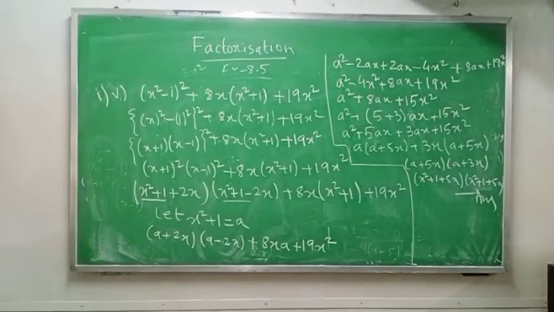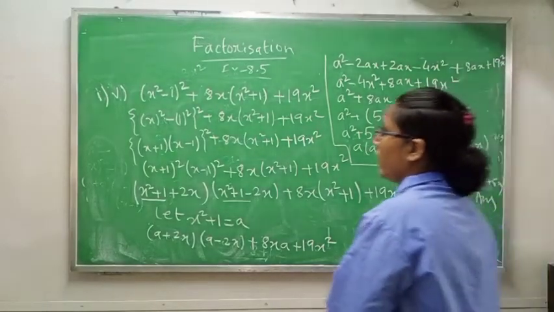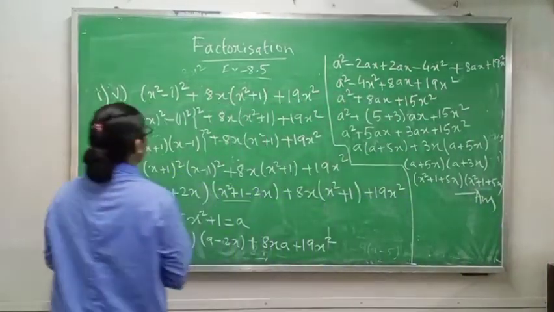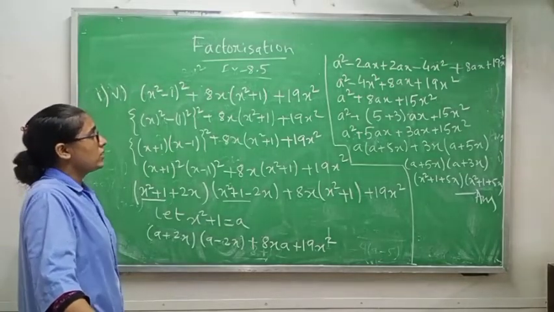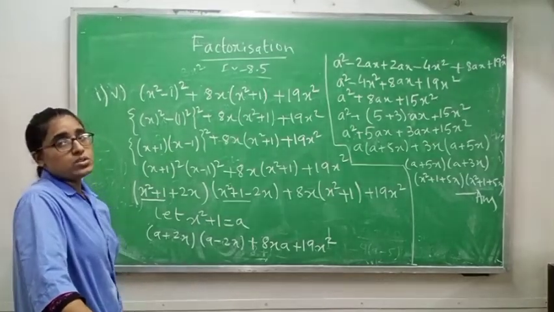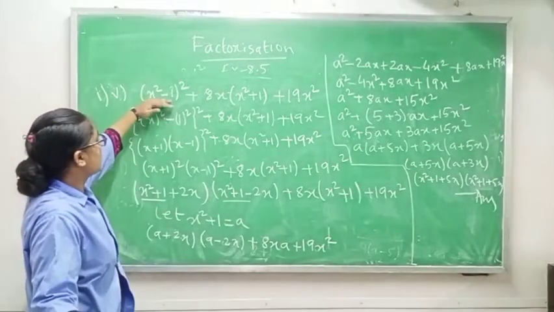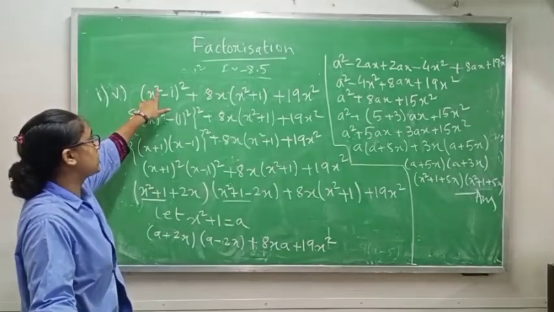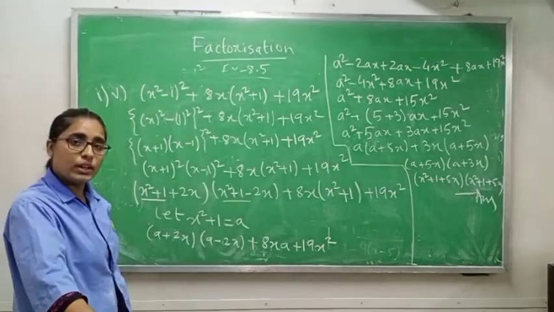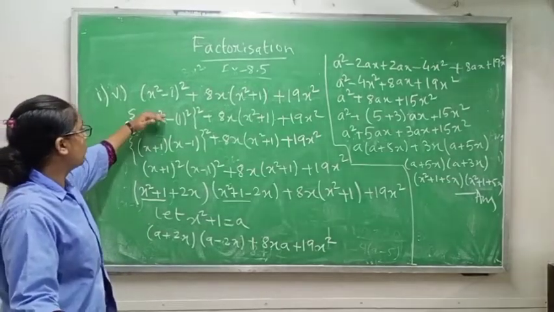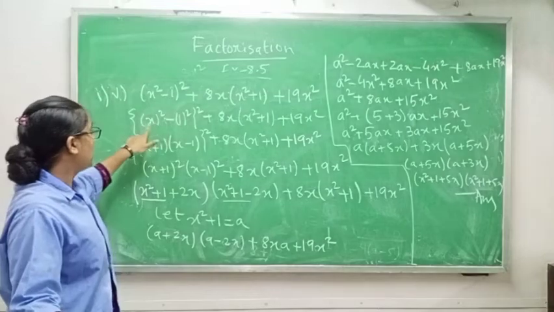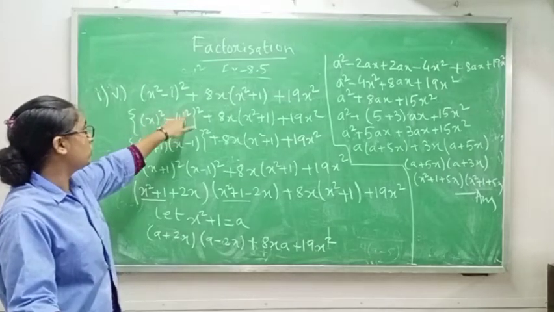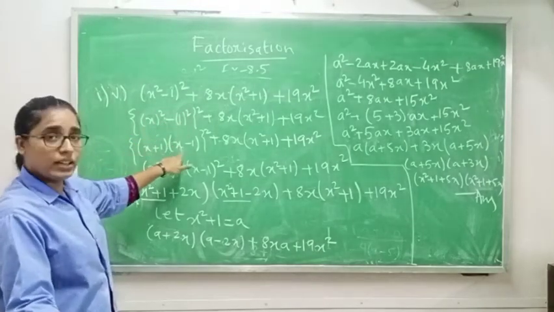Class 9C question number 15. It is given x square minus 1 whole square plus 8x, x square plus 1 plus 19x square. So first of all, what I am doing, you can see inside the bracket you have x square and 1 square will give you 1 only. So I can write x whole square minus 1 whole square, bracket square. Now formula of x square minus 1 square is x plus 1, x minus 1.